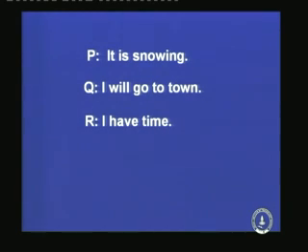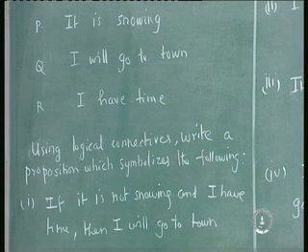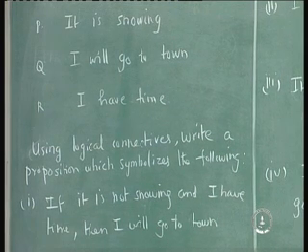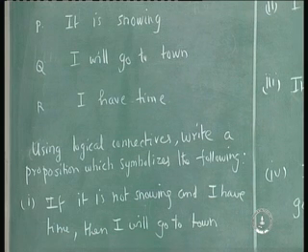Let us consider some sentences in English and try to convert them into logical notation and also try to write down English sentences from the logical notation. Let us take an example. P stands for the sentence, it is snowing, and Q stands for I will go to town. R stands for I have time. Now, using logical connectives, write a proposition which symbolizes the following.